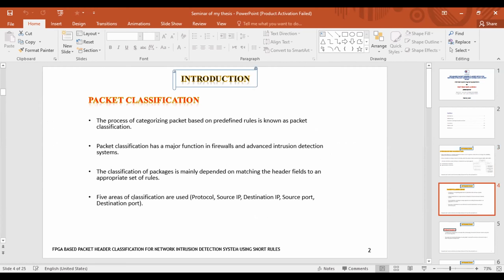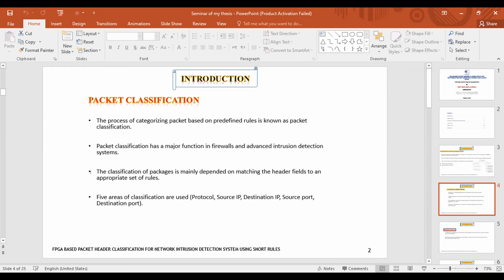So now, what is packet classification? Packet classification is the process of classifying the packet based on a predefined rule. Predefined rule means the rule that we store inside the RAM or ROM in FPGA memory. Classification has a major function in firewalls and advanced intrusion detection systems. Also, the classification of packets is mainly dependent on matching the header fields to an appropriate set of rules.